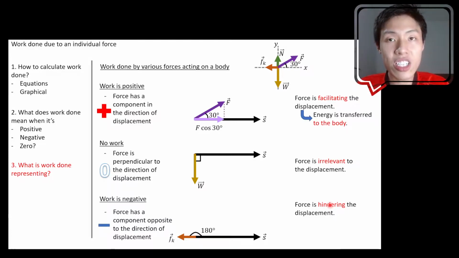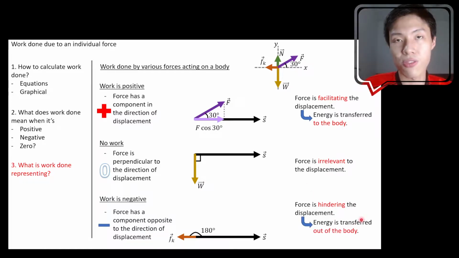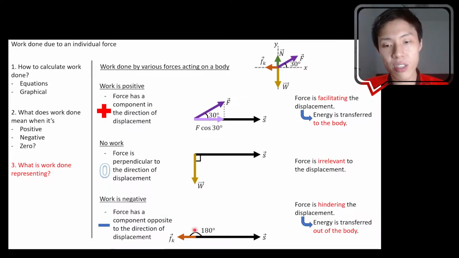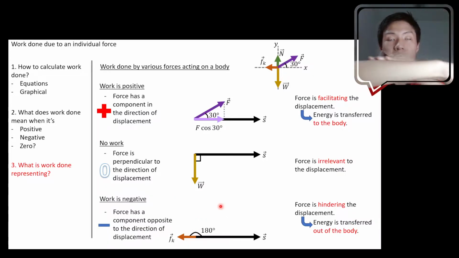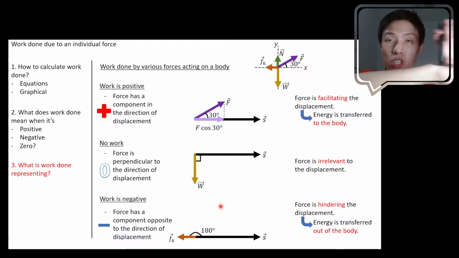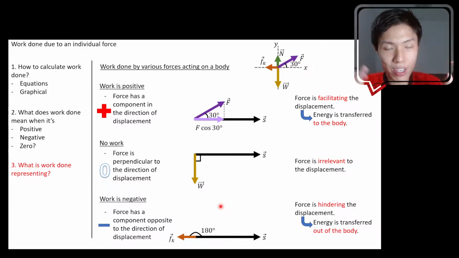So in an energy sense, what do we mean when we say hinder the displacement? Energy is transferred out of the body. Let's say for this situation here, you have friction. Friction is exerted by the surface on the block. When you place a block on top and slide it to the right, the surface will exert a force to the left, trying to make the motion to the right more difficult. So when I say transferred out of the body, what does it mean? Well, it's a bit complicated.